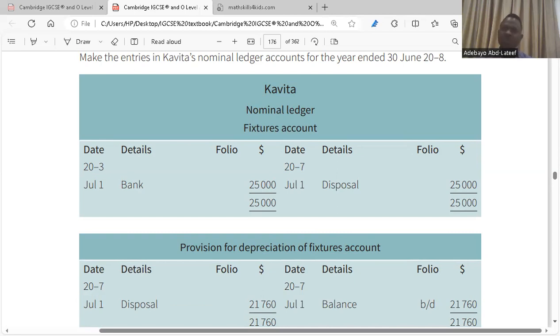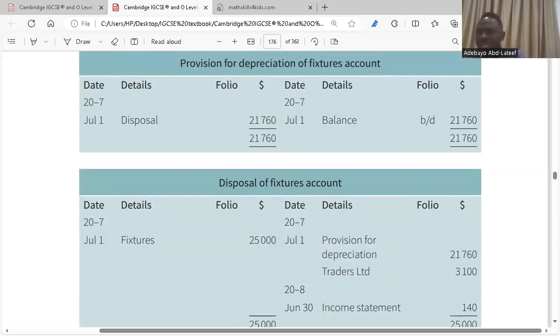As soon as you want to dispose of an asset, the first thing is you open an account for that asset. Yes. Fixture, equipment, machinery account. The debit side has the amount, bank or cash. The credit side has disposal, the same amount. Now, provision for depreciation was stated. Yes. You open a provision for depreciation account. On the debit side, you have what has to be disposed. On the credit side, you balance it. Then you are disposing what? That asset, yes or no?